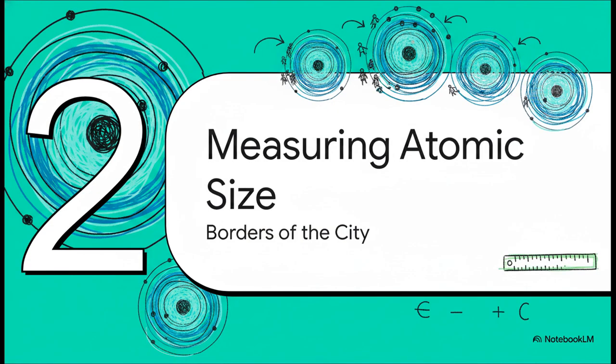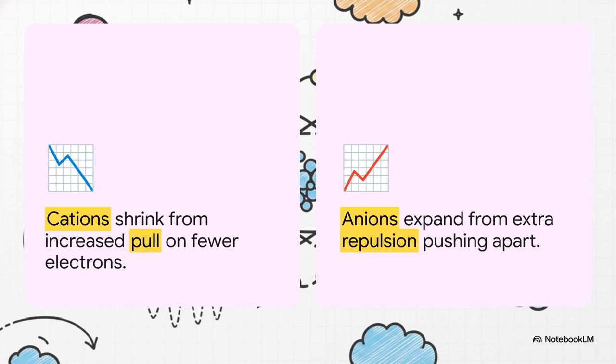Moving right along to Section 2, measuring atomic size, or what we can think of as the borders of the city. This is where we see a really fascinating tug of war. The size of an atom isn't some fixed, hard boundary. It's basically determined by the average distance from the nucleus to the outermost electron cloud. When an atom loses an electron to become a positively charged cation, it visibly shrinks. And why is that? Well, you've got the exact same number of positive protons pulling on fewer negative electrons. The effective nuclear charge overpowering the electrons increases, which pulls that remaining cloud way tighter.